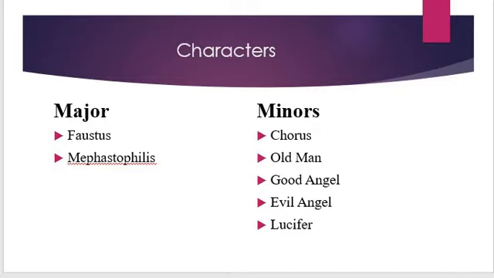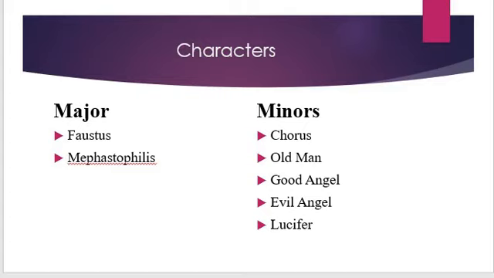Then if you talk about the good angel, a spirit that urges Faustus to repent his pact with Lucifer and return to God. And if we talk about the evil angel, it is a spirit that serves as the counterpart to the good angel and provides Faustus with reasons not to repent for sin against God. The evil angel represents the evil half of Faustus' conscience. If we talk about Lucifer, the prince of devils, the ruler of hell, and Mephistopheles' master.